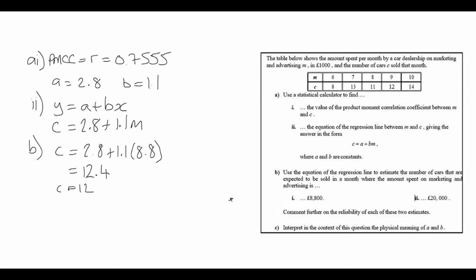for a month where we spend 8,800. In a month where £20,000 was spent on advertising, we'll substitute 20, calculate that, and we get 24.8 cars, or rounding to 25.